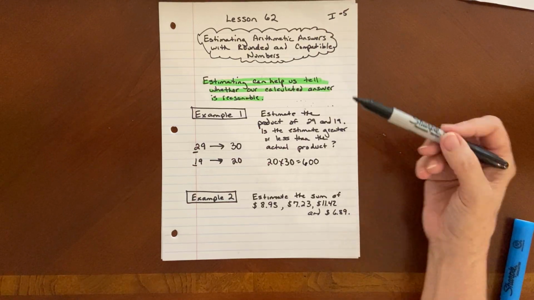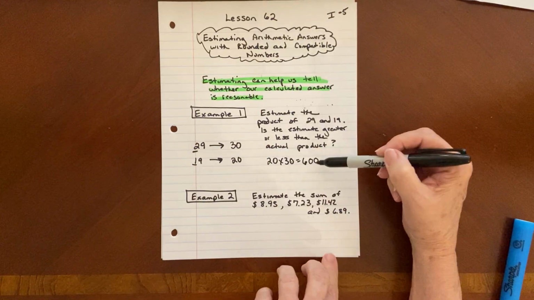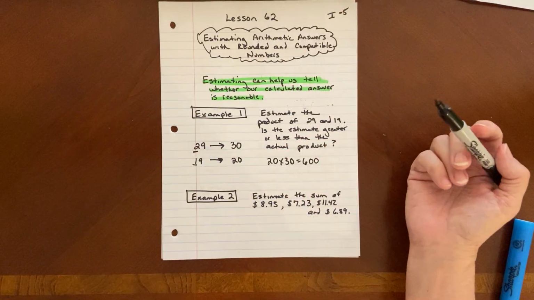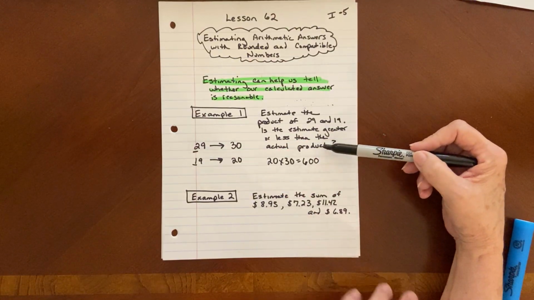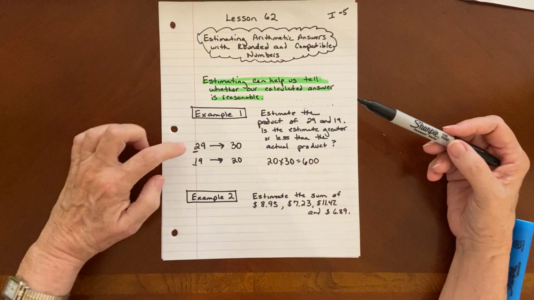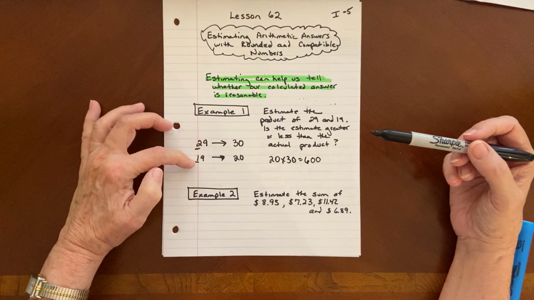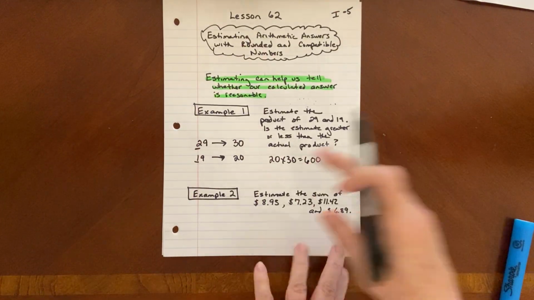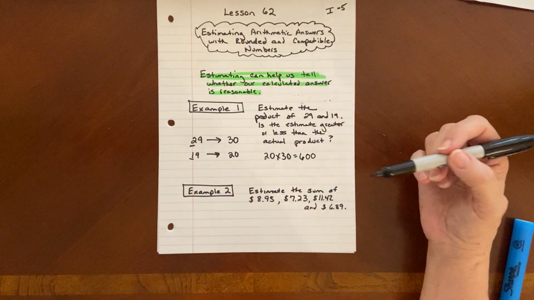So that's easy, right? Okay, then they ask you, is the estimate, so this estimate isn't the real answer, because really I was multiplying 29 times 19, right? So is this estimate greater or less than the actual product? Well, since I rounded up, I know when I multiply 29 times 19, it's going to be a little bit less than 600, because I gave it a little more juice when I did 20 and 30, right?